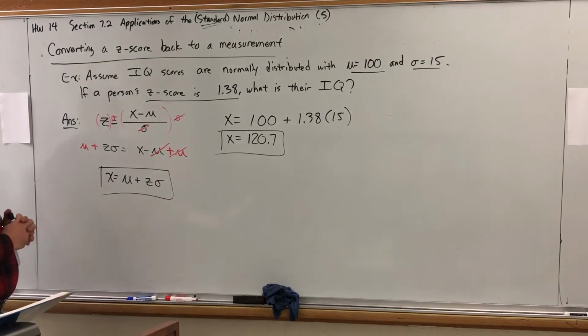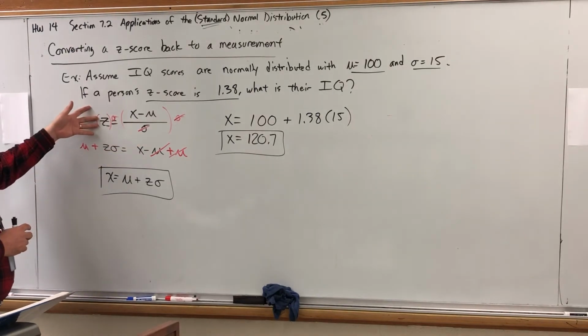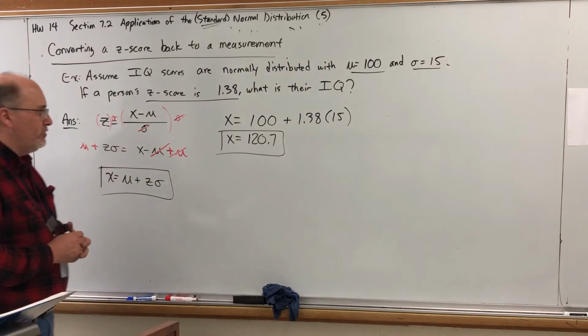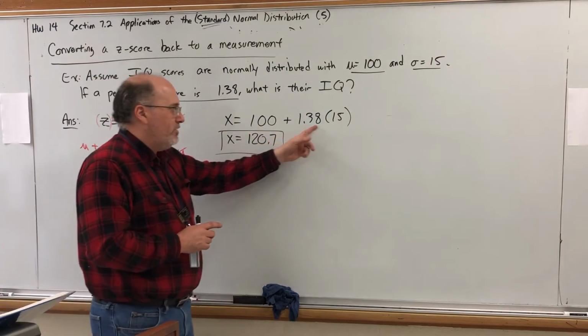So converting a z-score back to a measurement is pretty straightforward. It's basically the z formula converted to say x equals, and then you just substitute the mu, the z, and the sigma.